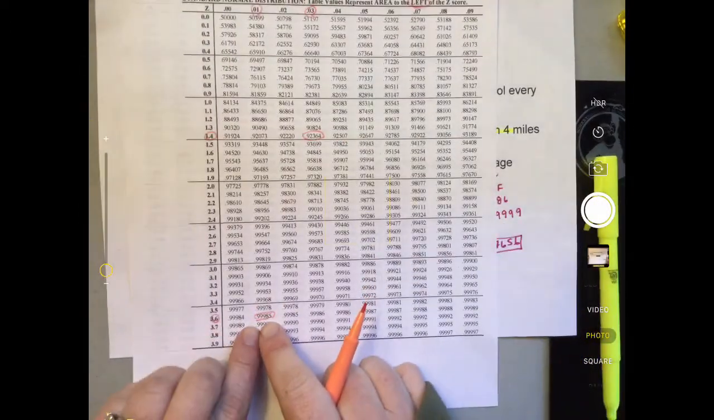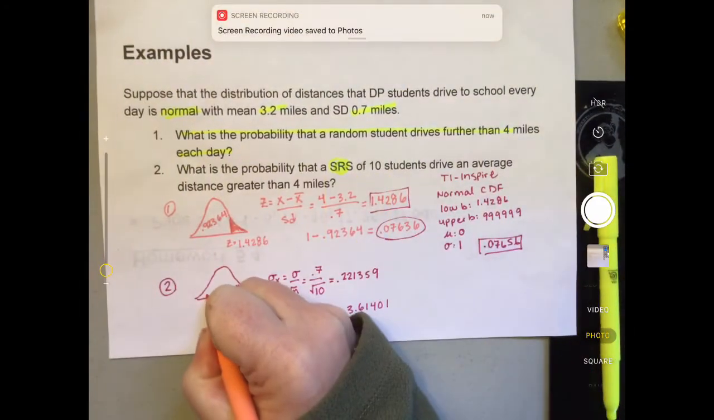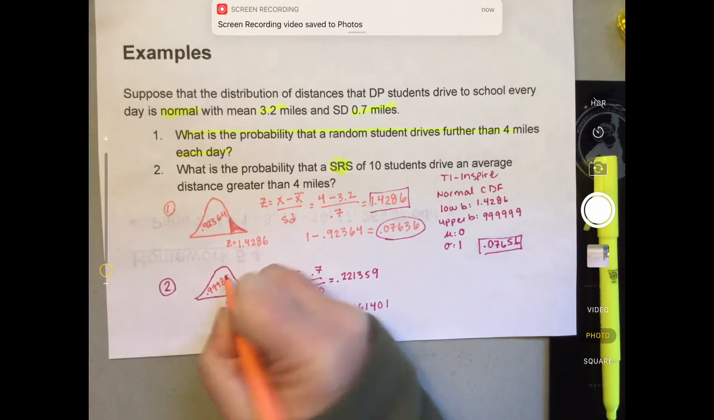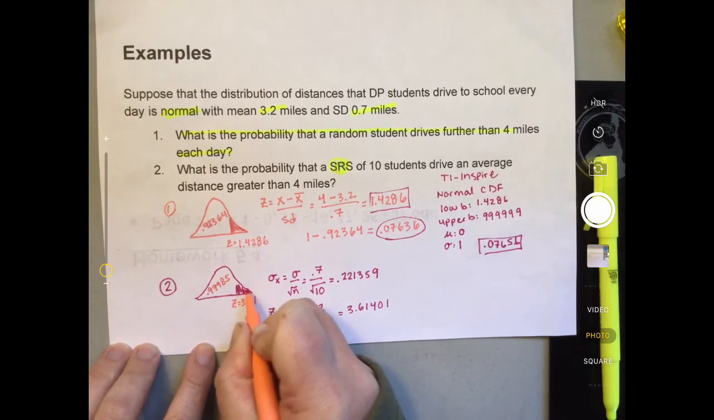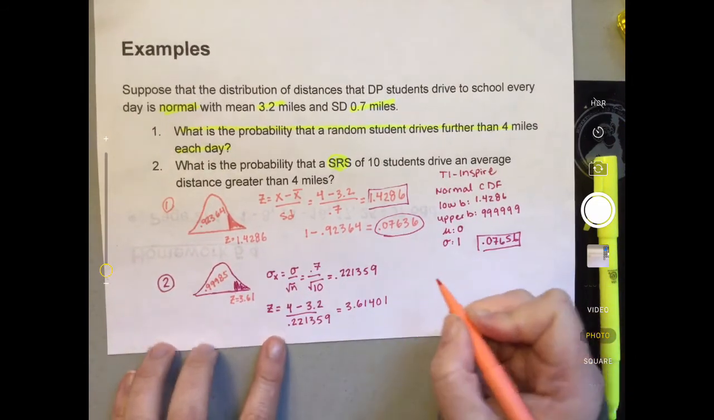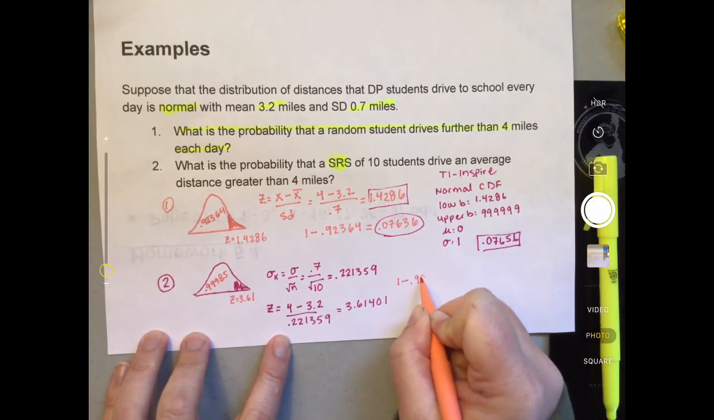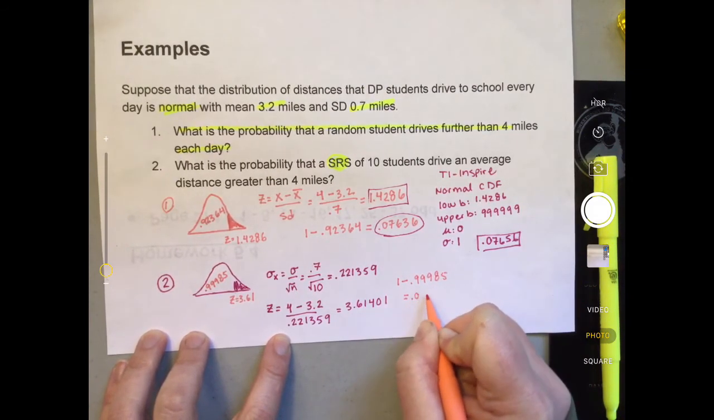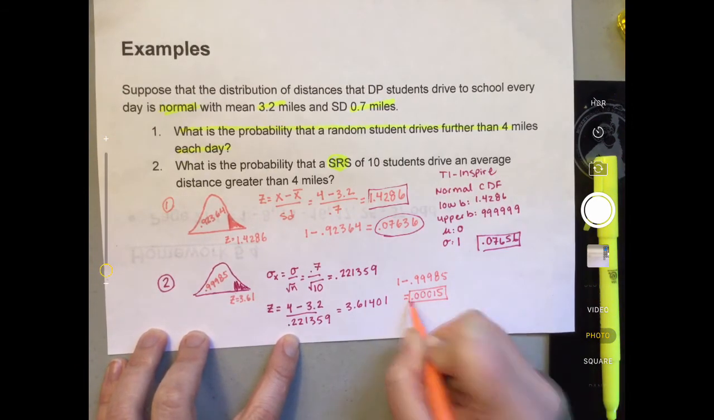So 3.61 looks like we have 0.99985. Well, that's this area right here, 0.99985. That's to the left of the z-score we just found. Well, we want it to the right of the z-score, so I just have to do 1 minus 0.99985 to get 0.00015 is our answer here.